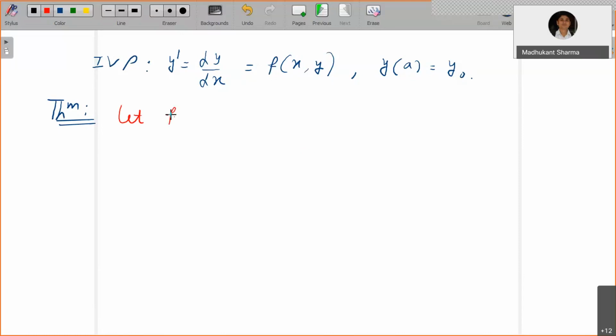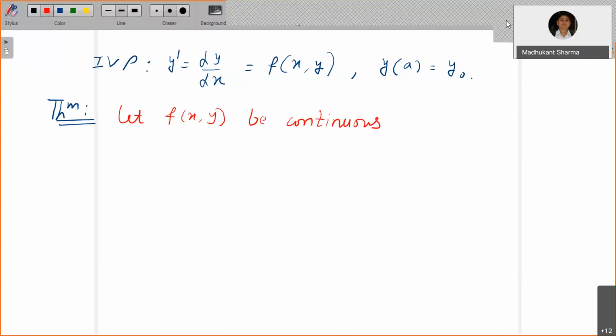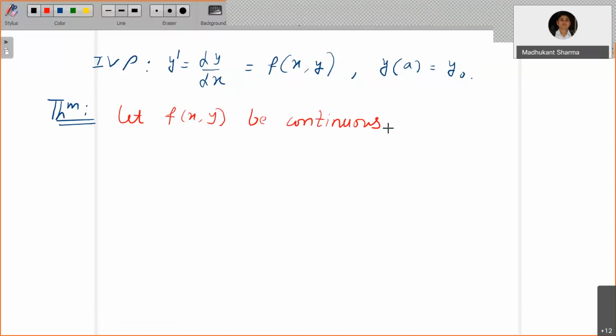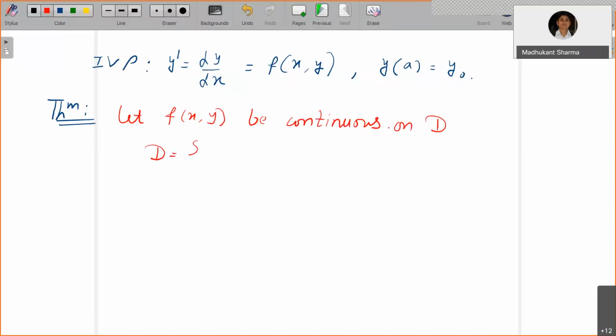Okay, so let f of x comma y be continuous on rectangle D. So D is the rectangle, the set of pairs of points x comma y such that mod of x minus x naught is less than or equal to a, and mod of y minus y naught is less than or equal to b. That also is a very specific form of the rectangle.